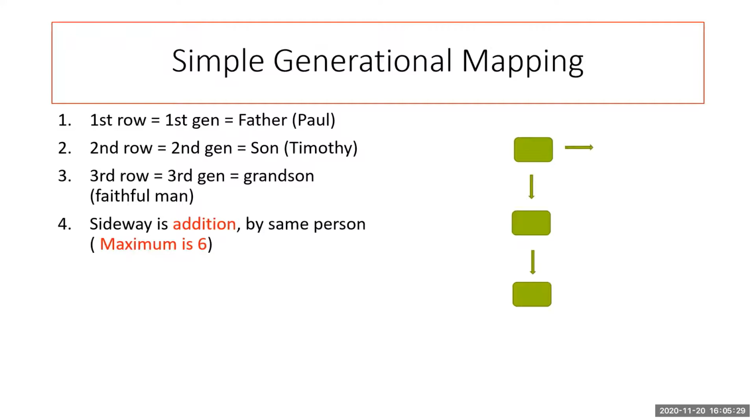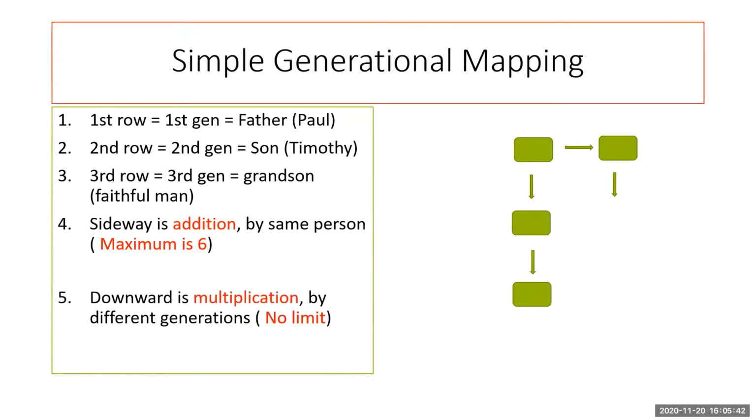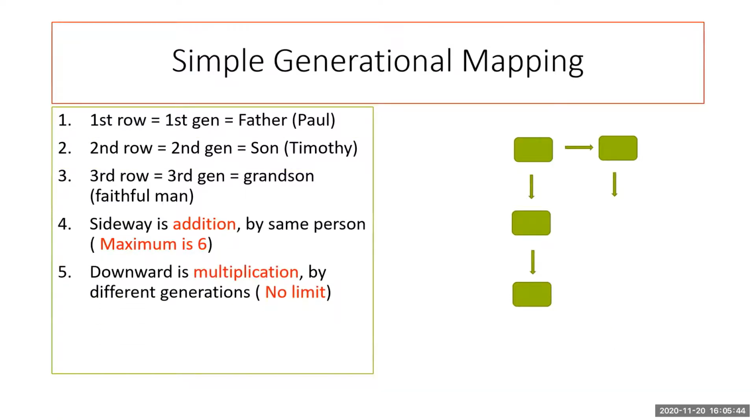So you will draw the church sideways. It means you are actually planting churches by the same person. Maximum, each person can only plant 6 churches. But you can plant many churches by aiming to draw downwards, that is by multiplication through different generations. The more Timothys you have, the more churches you can plant.